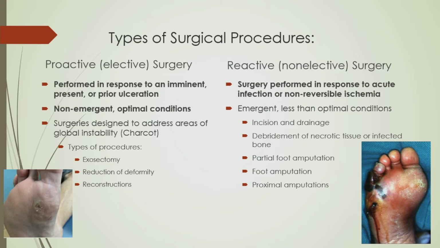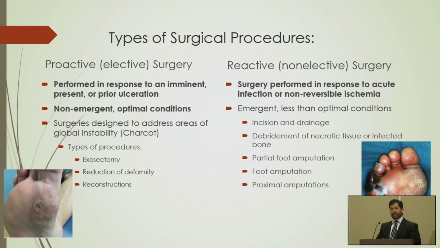Now, surgery has a very important role in this prevention of limb threat and limiting mortality and morbidity. Unfortunately, in the hospital setting, we are usually in the reactive situation where these are emergent situations, and we have to perform incision and drainage and partial amputations in order to save the remaining portion of the foot or their life. In my practice, I've tried to be more proactive in this patient population in response to an imminent, present, or previous ulceration, performing several procedures that I'll discuss.